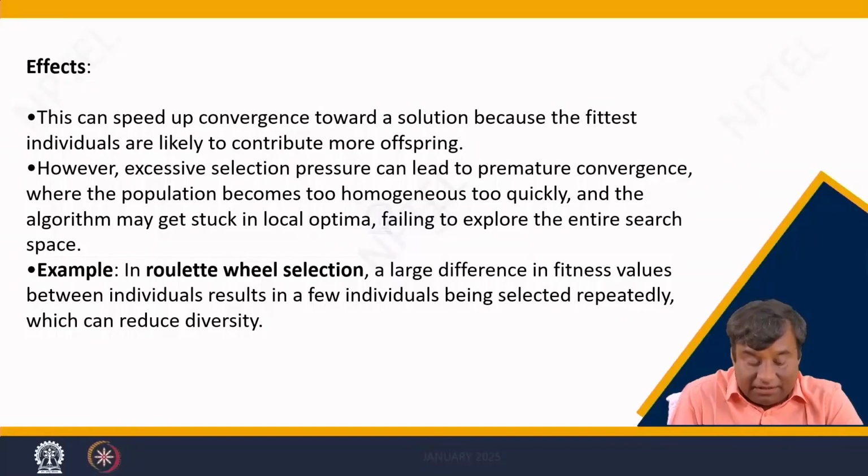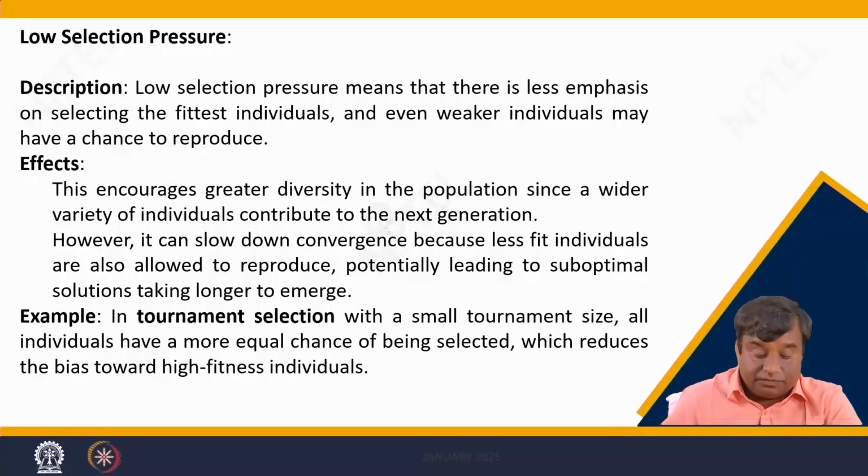Effects. So this can speed up convergence toward a solution because the fit individuals are likely to contribute more offspring. However, excessive selection pressure can lead to a premature convergence where the population becomes too homogeneous too quickly and the algorithm may get stuck in a local optima, failing to explore the entire search space. For example, in roulette wheel selections, a large difference in fitness values between individuals results in a few individuals being selected repeatedly, which can reduce diversity.